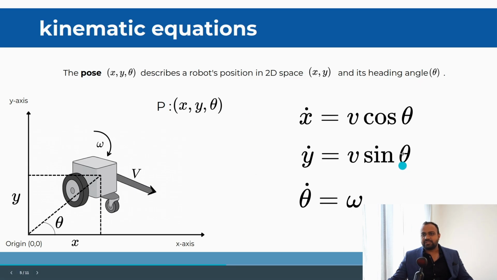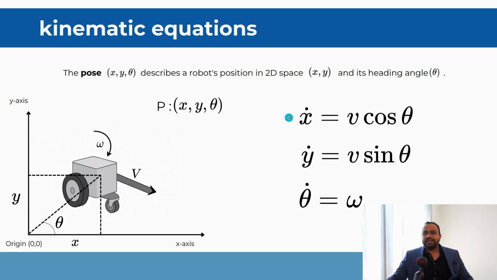And don't be afraid, it's just simple equations. X dot is the derivative of x with respect to time, v is the linear velocity, and theta is the angle of the robot. Y dot, the derivative of y, is equal to the linear velocity times sine theta, and theta dot is equal to the angular velocity.